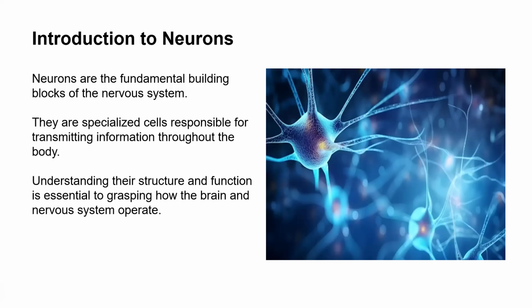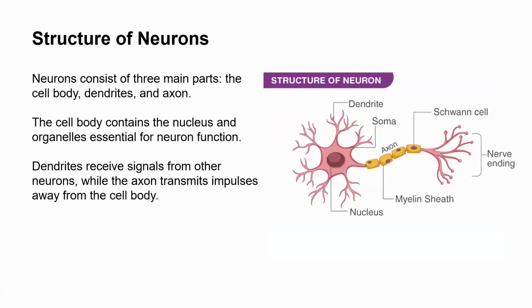So understanding the structure and the functions of the neurons is essential for grasping how the brain and nervous system operate. If you are able to understand the concept of the nervous system, you will have an idea of how the brain and the nervous system operate in bringing coordination to the living organism. So now let's look at the structure of the neurons.